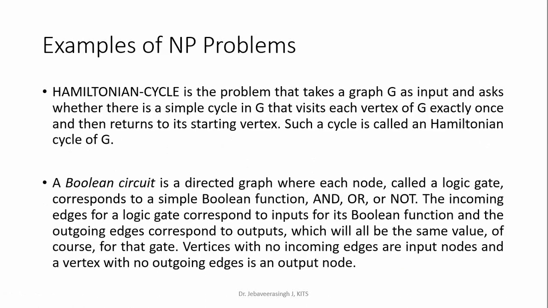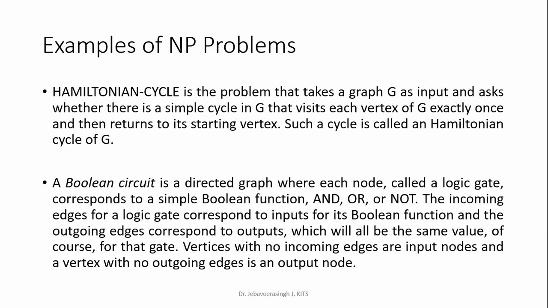Here we are going to see some examples of NP problems. What is the Hamiltonian cycle problem? We are given a graph and asked to find whether we have a cycle. What do we mean by a cycle? The starting and ending vertex are the same. But a Hamiltonian cycle is different. It should go through all the vertices of the graph exactly once and come back to the starting vertex. It is a tour that starts from one vertex and ends at the same vertex, but it has to cross all other vertices exactly once. That is the Hamiltonian cycle problem.